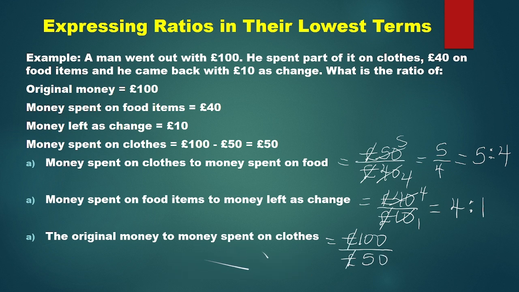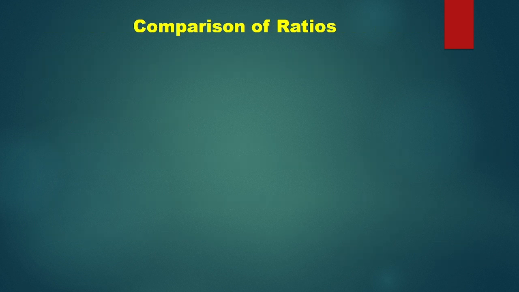I know that 50 in 100 is 2 and 50 in 50 is 1. So we are left with 2 ratio 1. So we have just simply taken all of these ratios to their lowest term. Next, we are going to compare ratios.